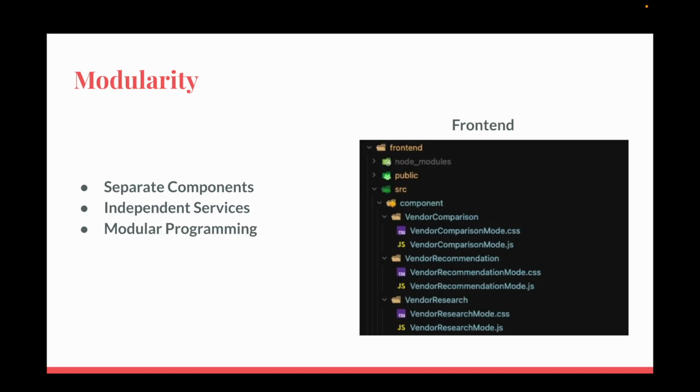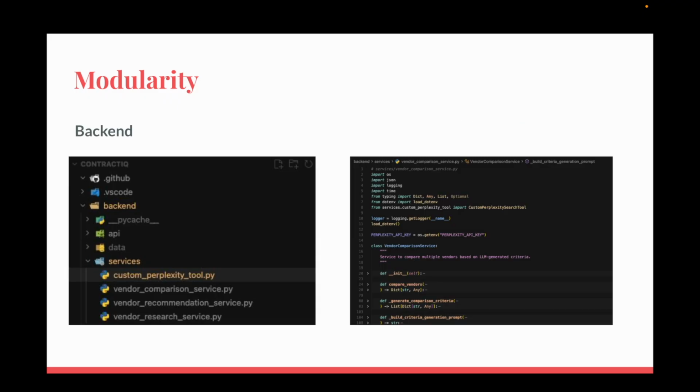So, coming to modularity, the system is designed with separation of concerns. On the front end, the application is divided into independent components such as vendor comparison, vendor recommendation, and vendor research, as shown in the image. Each component manages its own functionality and user interface. Similarly, on the back end, we can see that the system is following a service-based architecture, where core functionalities are implemented as separate services, such as vendor comparison service, vendor recommendation service, and vendor research service. Each service is responsible for a specific task in the system.